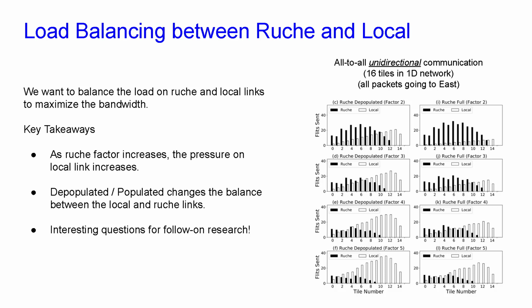The key takeaway is that as the Ruche vector increases, the pressure on the local link increases, because there are less number of endpoints that can be reached by Ruche links. And the depopulated router balances the traffic better, because all the packet needs to get off the Ruche link to get to the destination P.